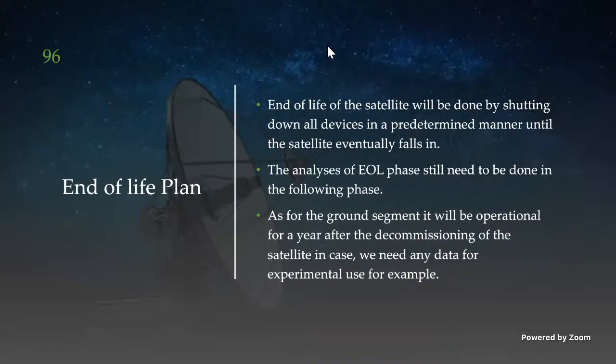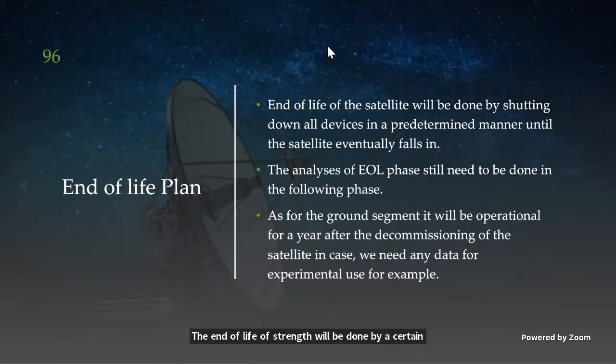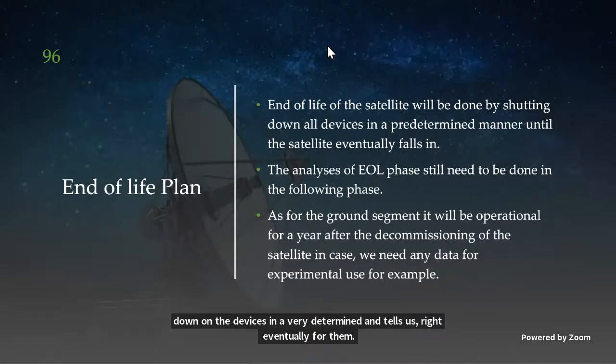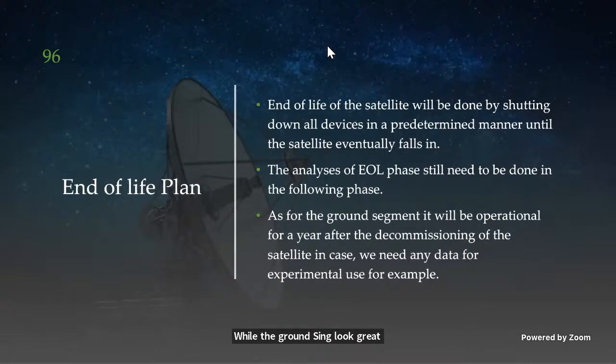The end of life of the satellite will be done by shutting down all the devices in a very determined manner until the satellite eventually falls in. While the ground segment will operate for a year after the decommissioning of the satellite, in case we need any data for experimental use, for example. The end of life analysis still needs to be done in the following phase.